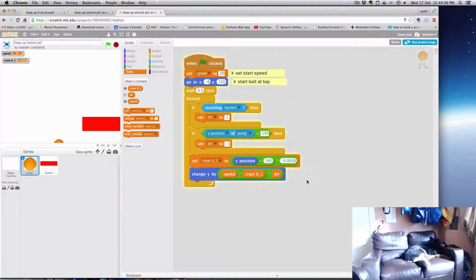So we took the y position, and we minus 160 from it, because that would make it from 0 to 100. And then you just divide it by minus 0.